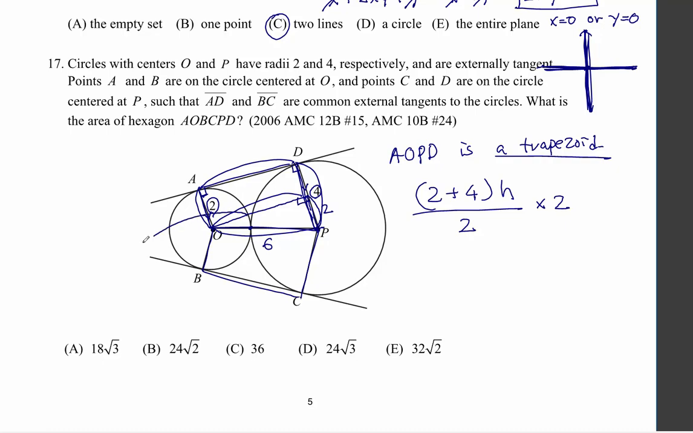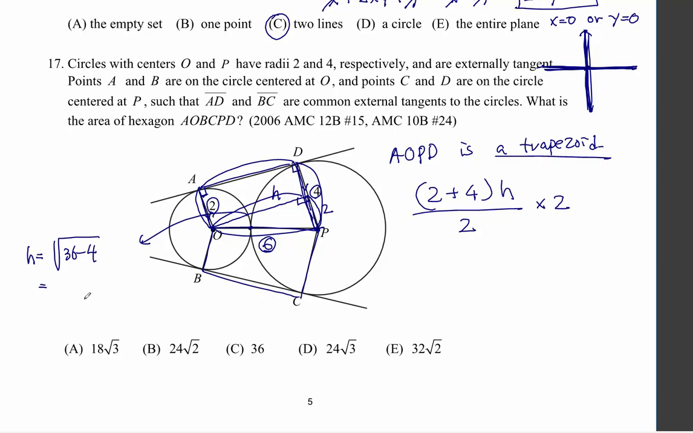What is the height here? Using the Pythagorean theorem, this side is the square root of 6 squared, the hypotenuse squared, which is 36, minus 2 squared, which is 4. That's the height, this is h. Or you can separate it into a rectangle and a right triangle, it doesn't matter. Anyway, we need the height, right?